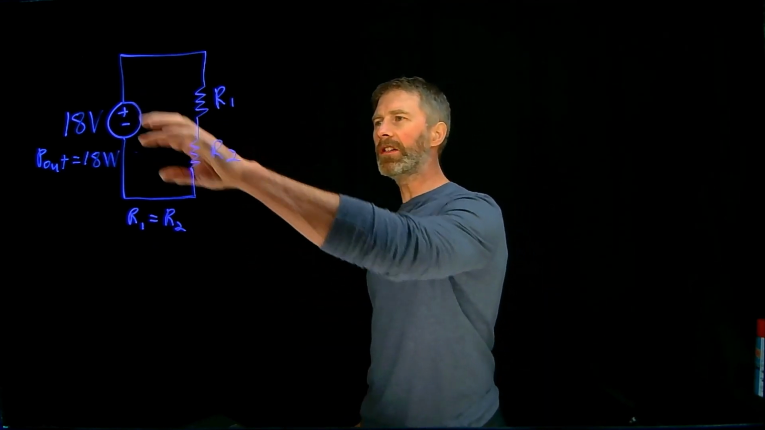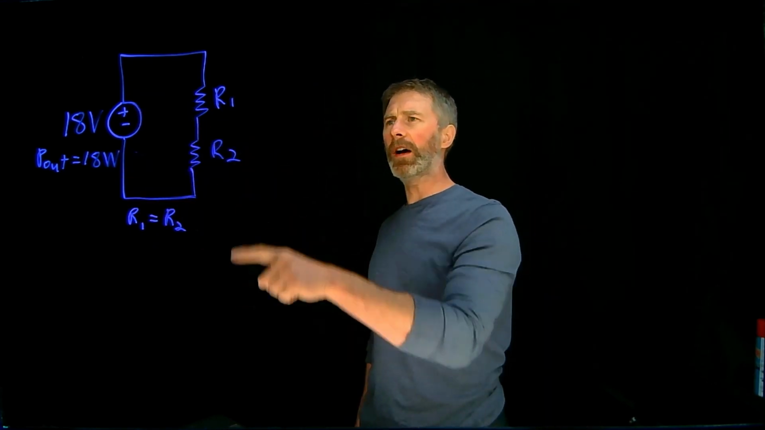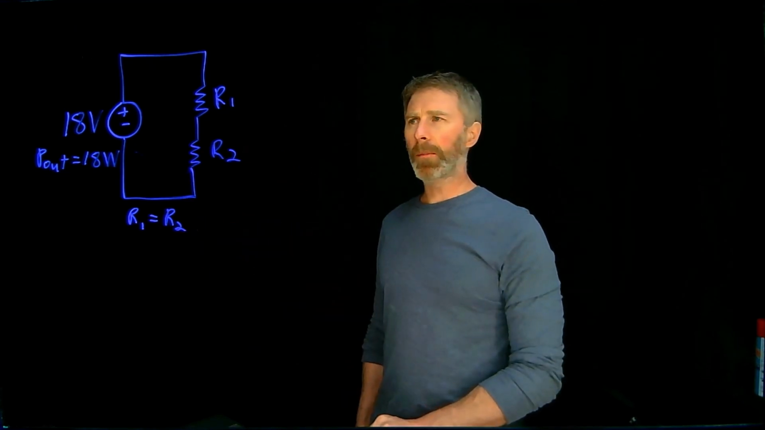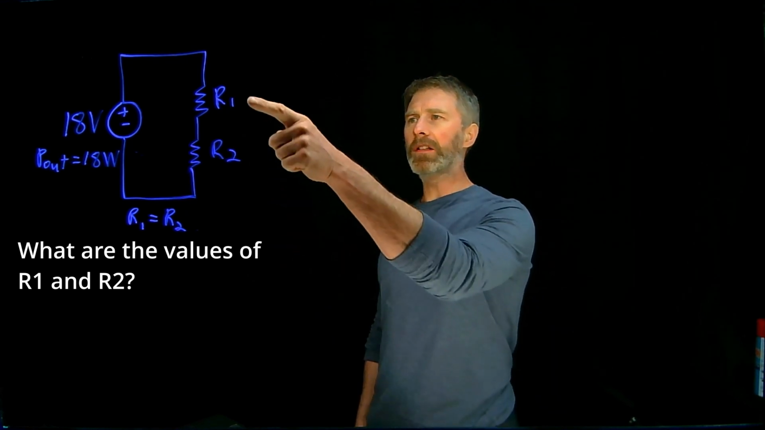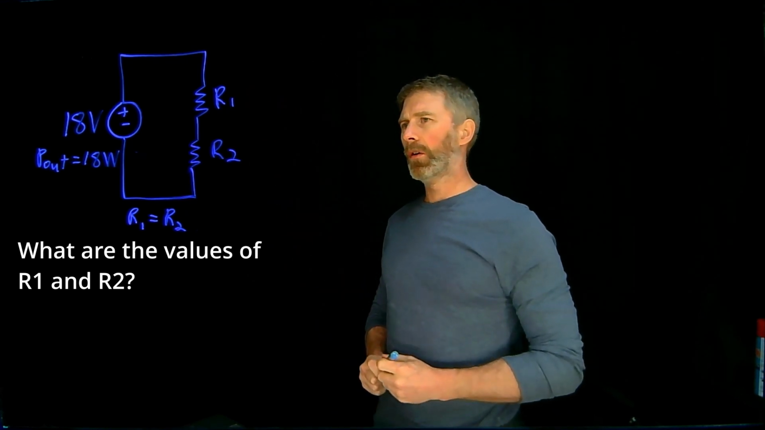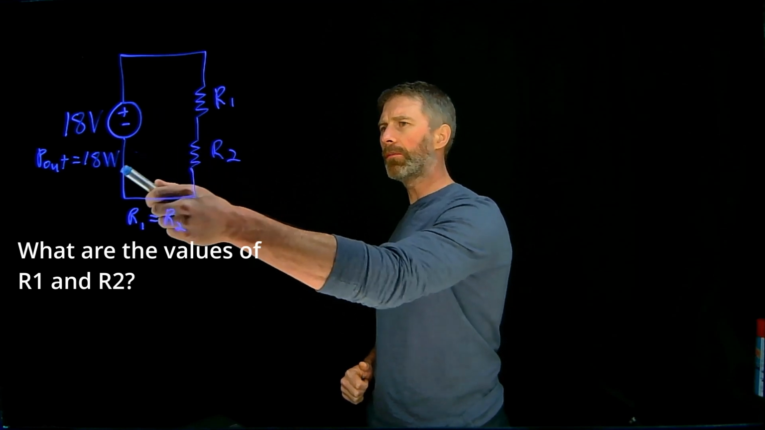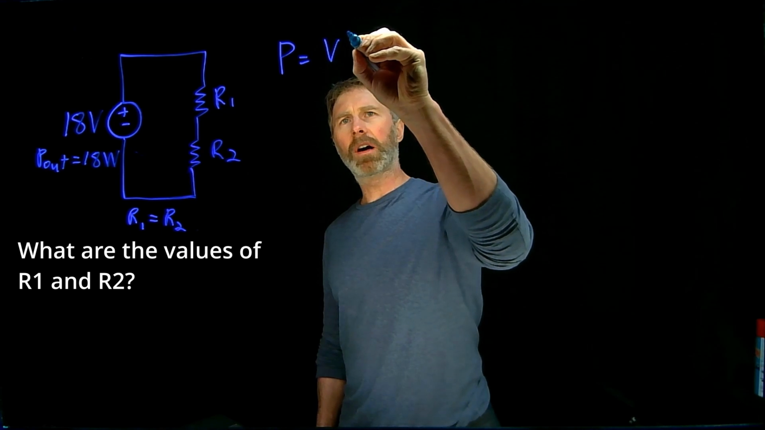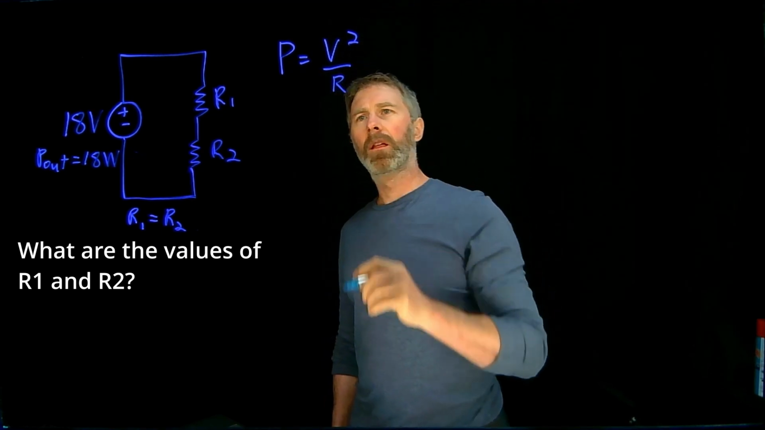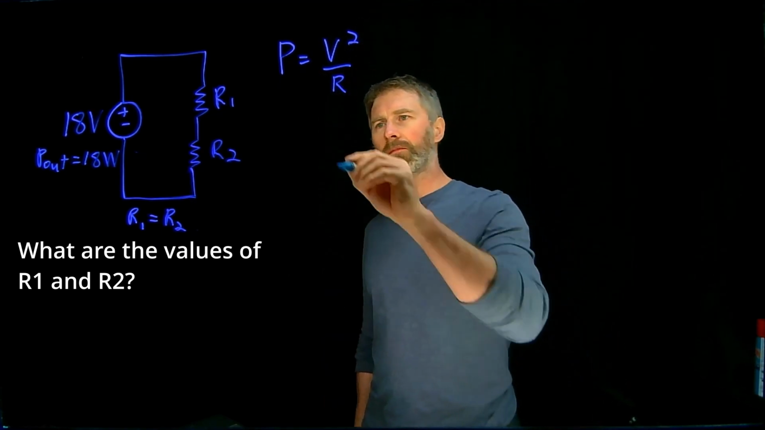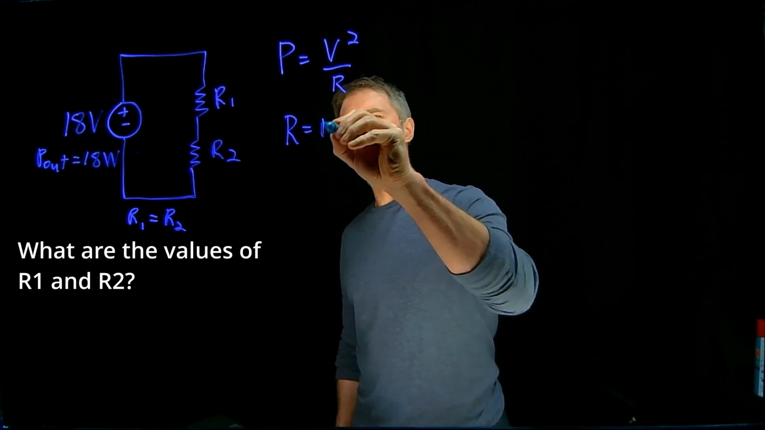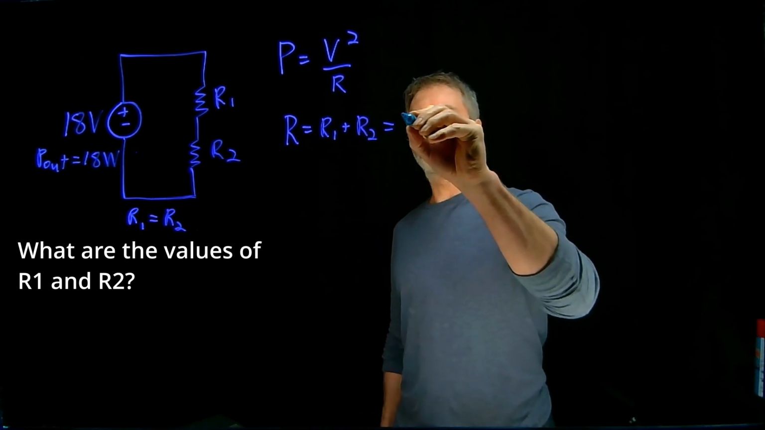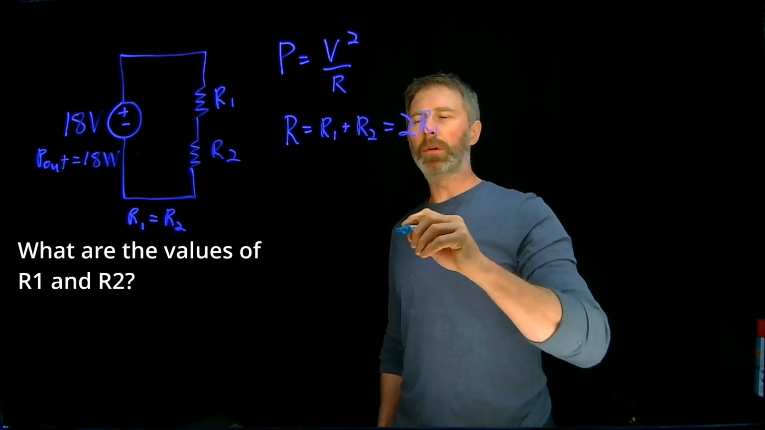Okay, in this circuit we have an 18 volt source which is outputting 18 watts of power to R1 and R2, which are in series with each other. R1 and R2 are equal to each other, and what we want to find out is what is the value of R1 and R2. Well, here we know voltage, we know power, we want to know resistance. So the power equation we're going to use is power is V squared over R. R is the thing that we don't know. We'll say that R is equal to R1 plus R2. And since R1 and R2 are equal to each other, it's just equal to 2R1 or 2R2.